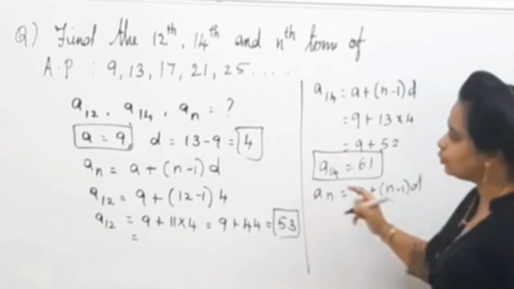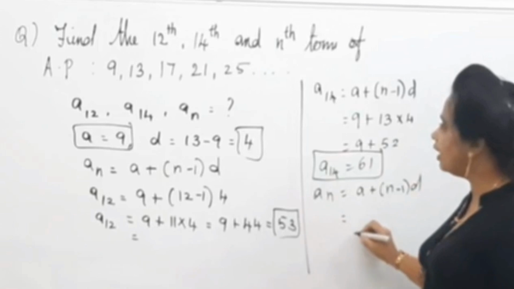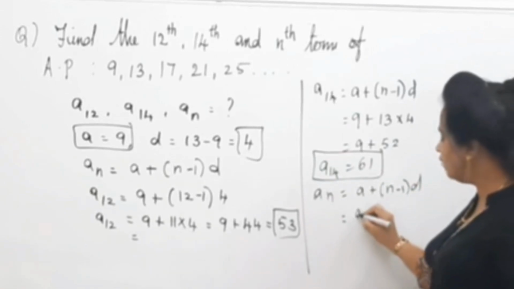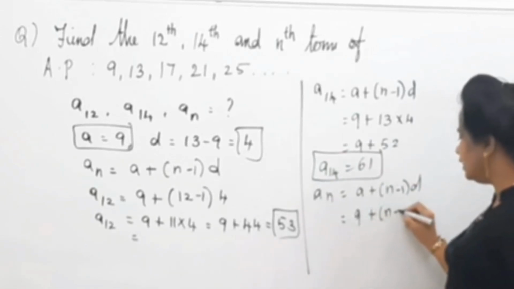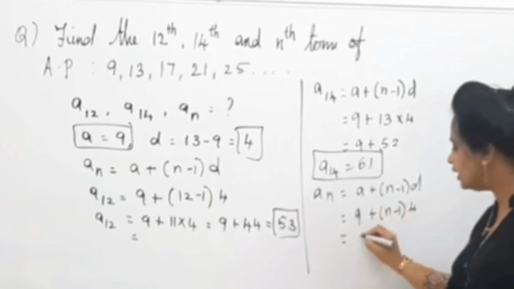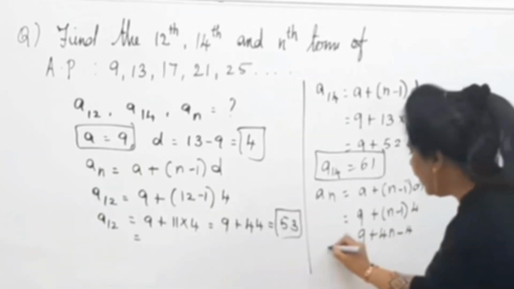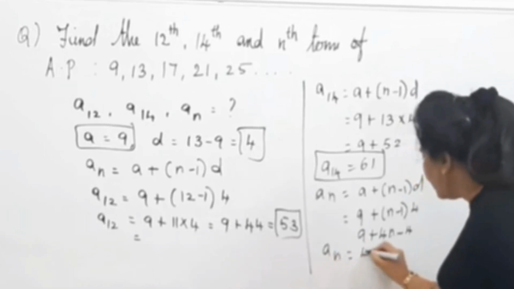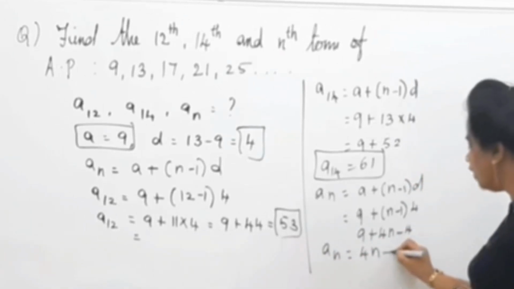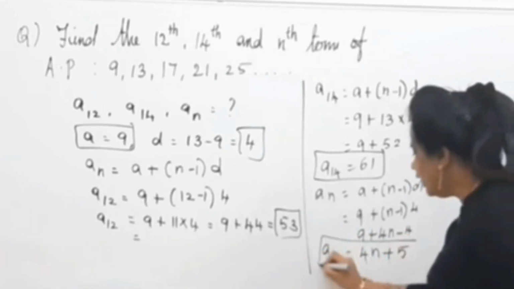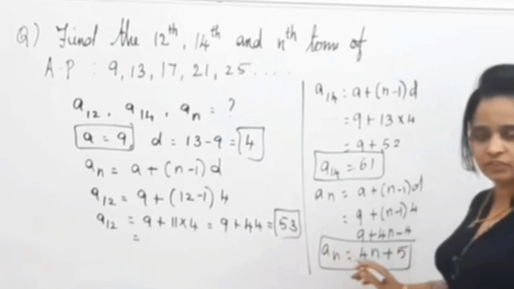Of course I do not know what N is. So I will write AN is given as 9 plus N minus 1 into D, which is 4, which is equal to 9 plus 4N minus 4. So AN is equal to 4N, 9 minus 4 is 5, so plus 5. So AN is equal to 4N plus 5.